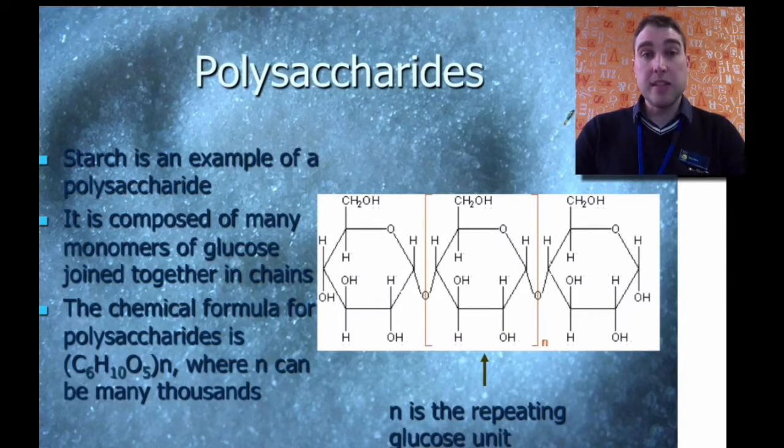A good example of a polysaccharide is starch. That's an energy storage molecule that's used in plants. It's made up of lots of glucose monomers joined together at a particular point. We're going to look at cellulose as well. It's similar in structure, but where the glucose is joined together is slightly different. Our chemical formula for a polysaccharide following this pattern with glucose is C6H10O5 to the n, and n can be any number above 2 for a polysaccharide. It could be 3, could be hundreds, could be thousands.